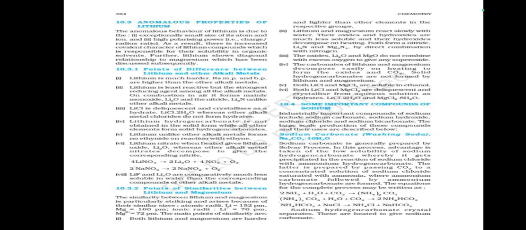Some important compounds of sodium. Industrially important compounds of sodium include sodium carbonate, sodium hydroxide, sodium chloride, and sodium bicarbonate, and the large scale production of these compounds and their uses are described below. Sodium carbonate, washing soda, Na2CO3·10H2O. Sodium carbonate is generally prepared by the Solvay process.